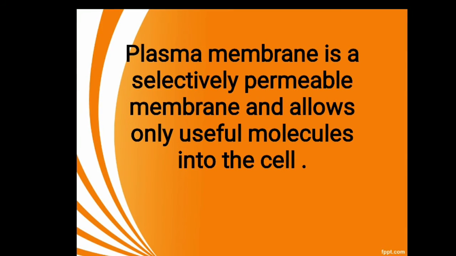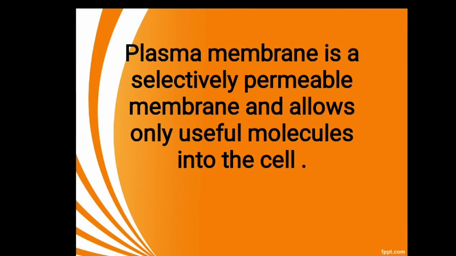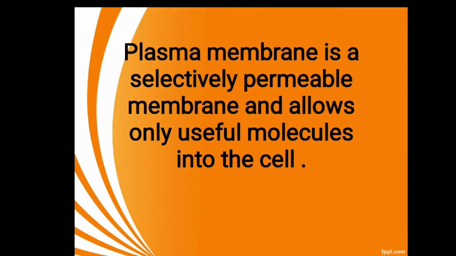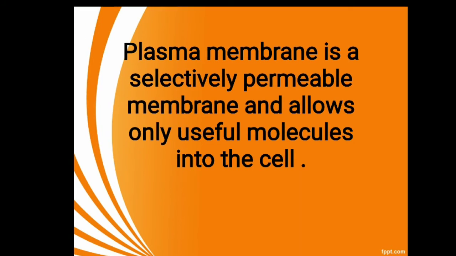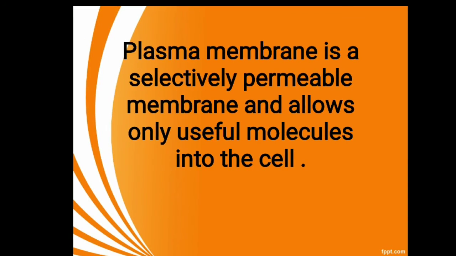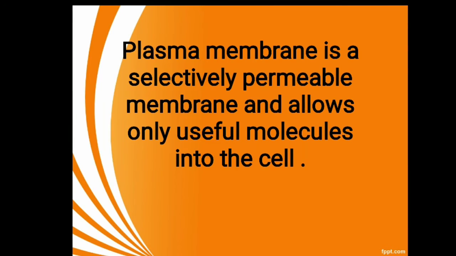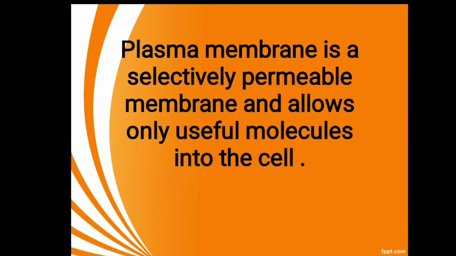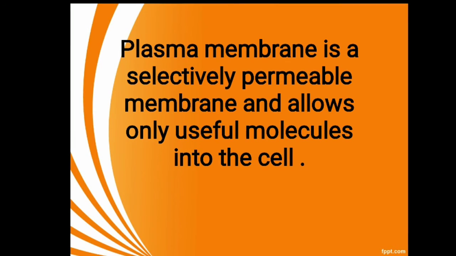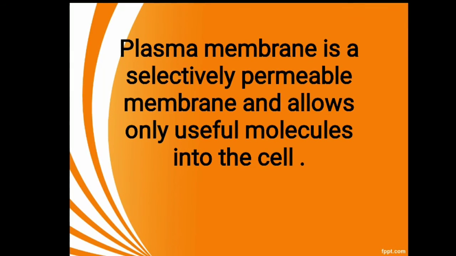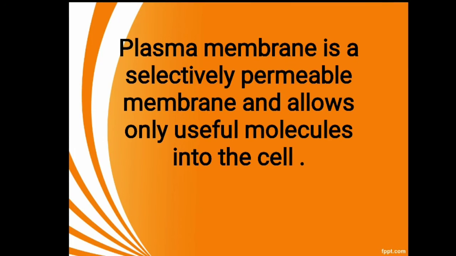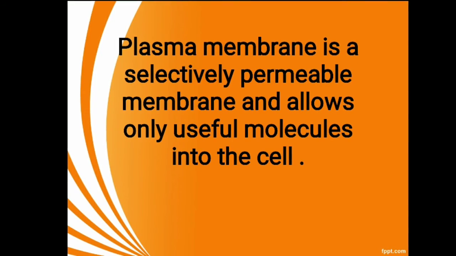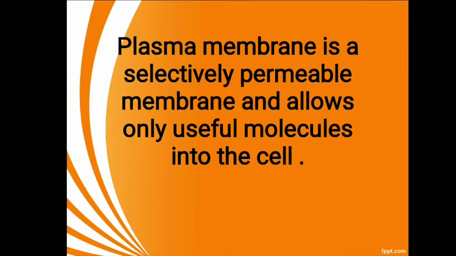By doing such a process, the plasma membrane acts like a barrier between the external and internal contents of the cell. That is, it separates the internal contents of the cell from the external environment. The protoplasm of a cell consists of two parts, cytoplasm and nucleus. These contents are protected inside by the plasma membrane.